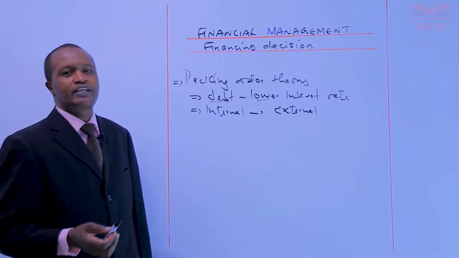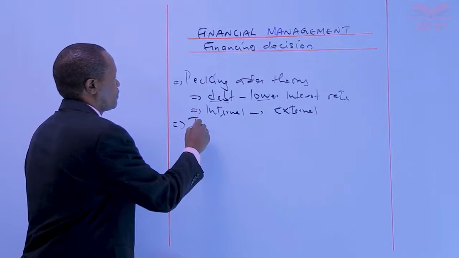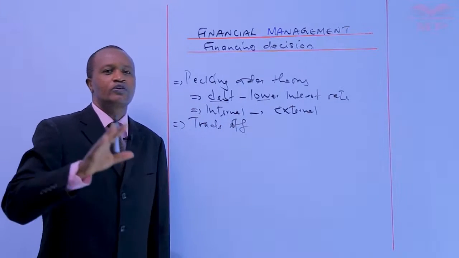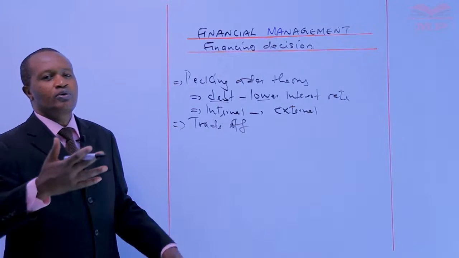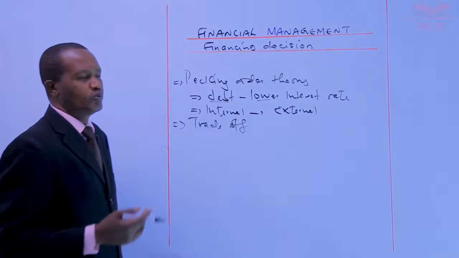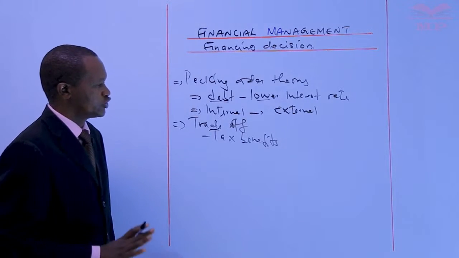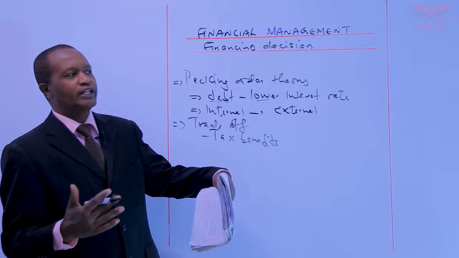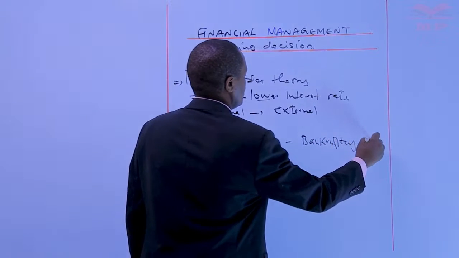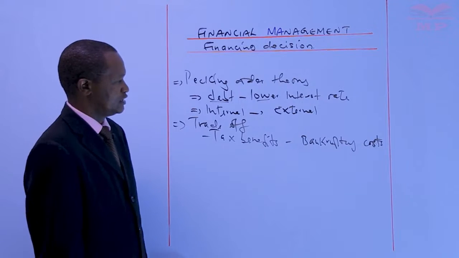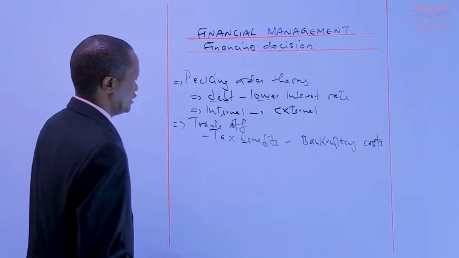And another theory which can help a finance manager to make financing decisions is what we call the trade-off theory. What is this theory all about? The trade-off theory is where firms are assumed to trade off tax benefits with what we call the bankruptcy costs. The firm can trade off the tax benefits with bankruptcy costs when making financing decisions.